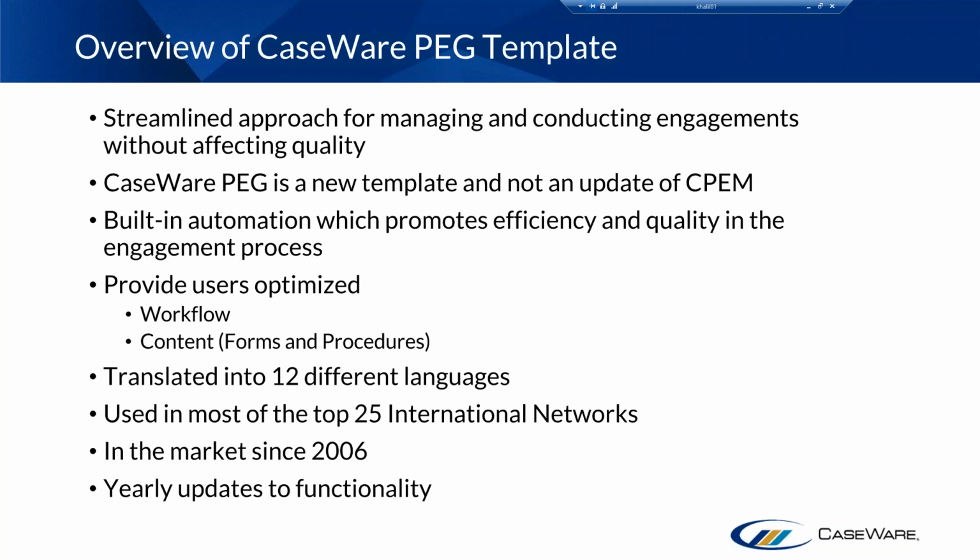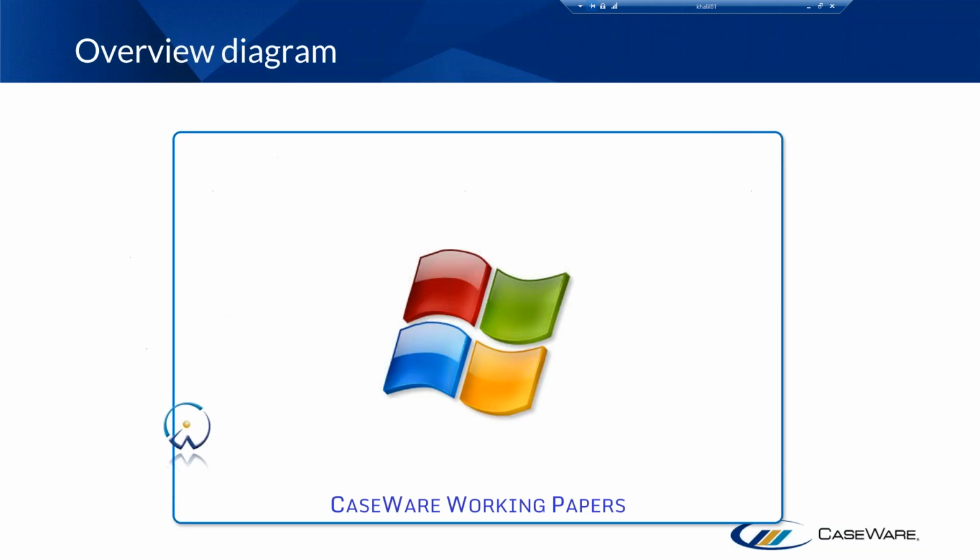CaseWare templates have been translated into 12 different languages and are used in most of the top 25 international networks. The CaseWare templates have been in the market since 2006, with Canadian GAAS and international auditing standard content being built onto the platform, and now we also have the US generally accepted auditing standards. To stay current, yearly updates to functionality and changes in standards are performed.